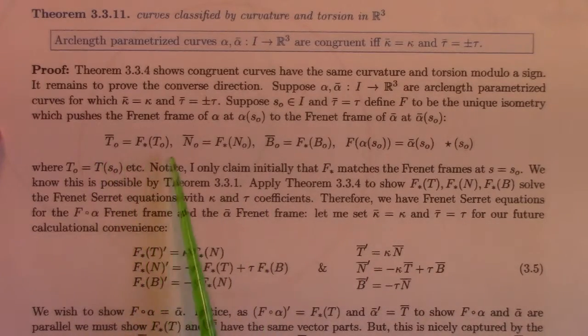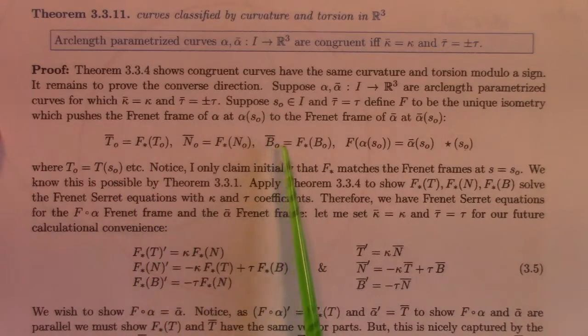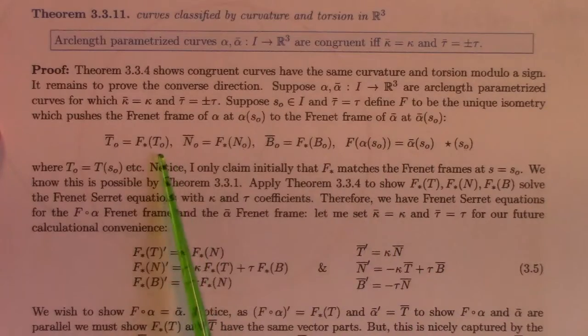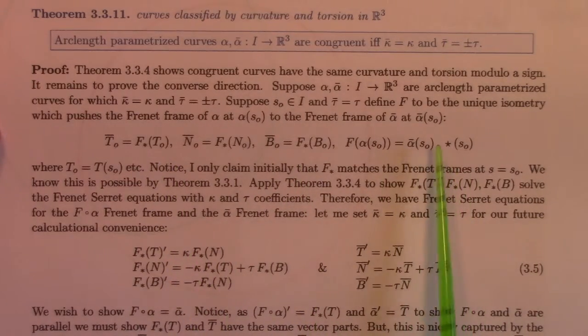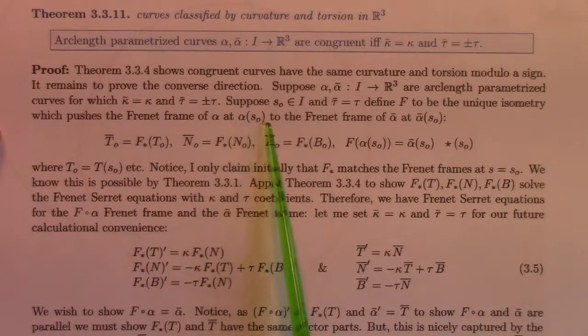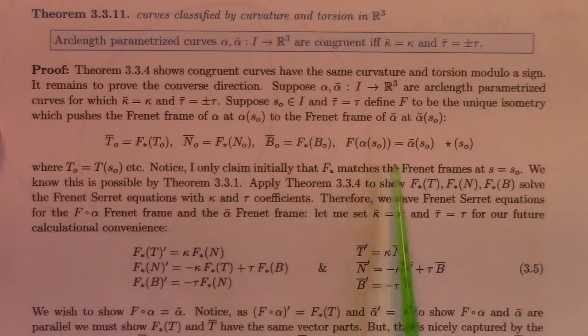So there we go. There's this isometry F and the push forward of T bar, N bar, B bar, and well then we're just pushing forward the Frenet frame of the alpha bar curve to the Frenet frame of the alpha curve. Now I can only do this at one point to start with. I'm doing it at the point alpha of S naught, and I'm pushing it forward to the point alpha bar of S naught, right?